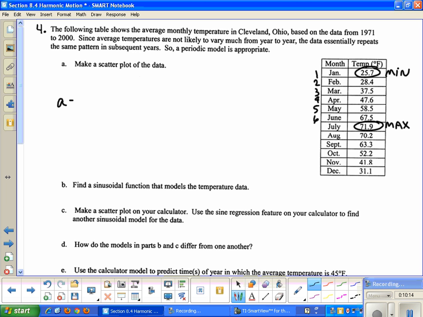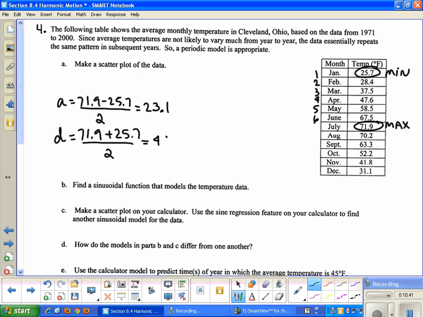So I know that the amplitude is equal to my maximum minus my minimum divided by 2, which would be 23.1. Then my vertical shift, or my D value, would be equal to my maximum plus my minimum divided by 2, which would be equal to 48.8.